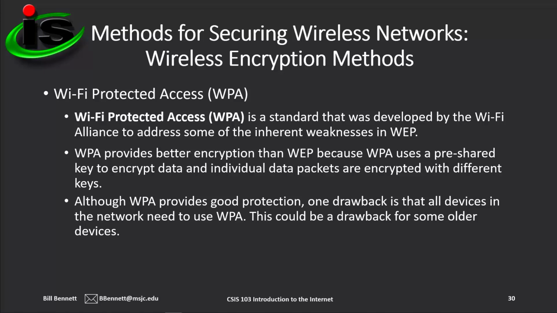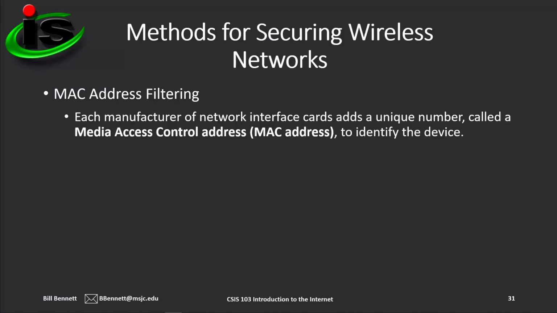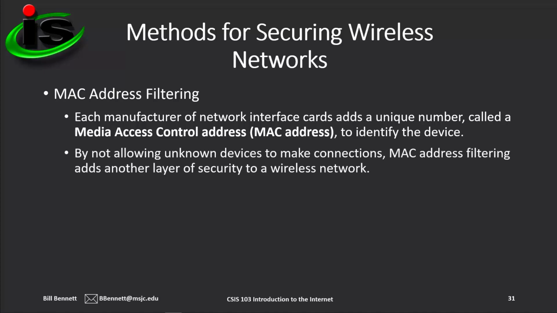WPA. In addition to adding data encryption to a wireless network, you can use other techniques to secure the network by restricting the devices that can access it. Every device that can access the internet has its own network interface card that it uses to connect to the network. Manufacturers of network interface cards add a unique number called a Media Access Control Address, or MAC address, to identify the device. Most routers and access points include software that lets you identify the allowable devices using their MAC addresses.